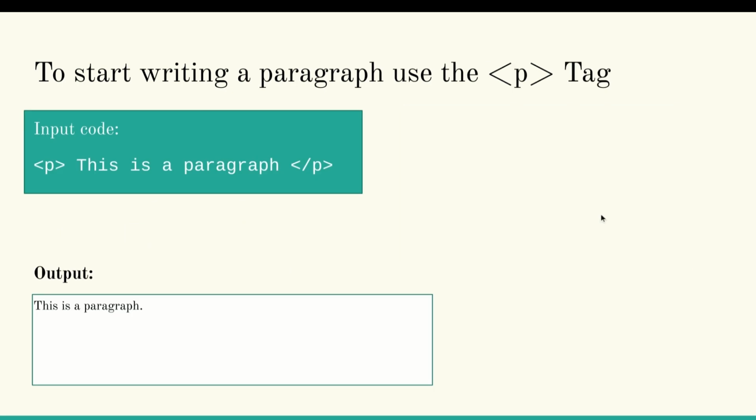To start writing a paragraph, you have to use the P tag. So the input code will be a P opening tag, then "This is a paragraph, that's my paragraph actually," and the closing P tag. So the output will be: this is a paragraph.